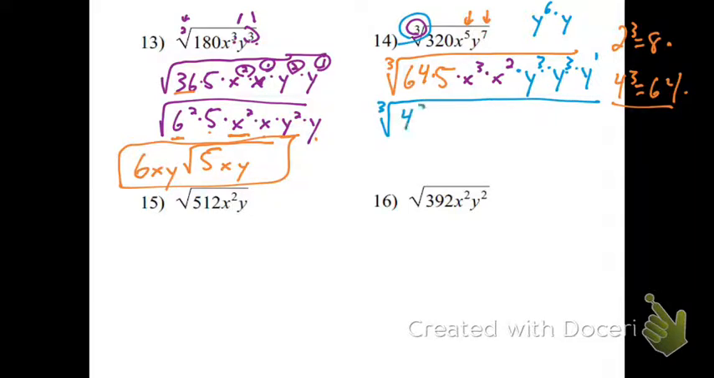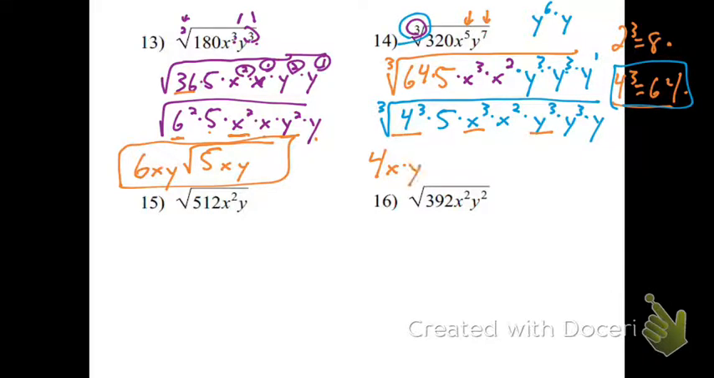So this is 4 to the third. Got that from right over here. This is 5. This is x to the third. This is still x squared. This is still y to the third and y to the third and y, because why not? And this is what we have, ladies and gentlemen. The third root of 4 to the third is 4, so 4 comes out. The third root of x to the third is x, so an x comes out. The third root of y to the third is y, so y comes out. The third root of this y to the third is another y. Everything else stays inside the third root. So 5x squared y stays in.